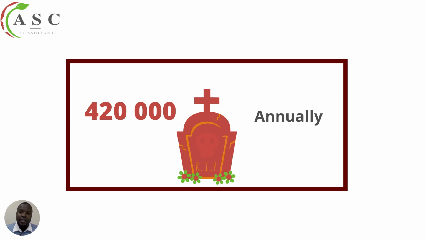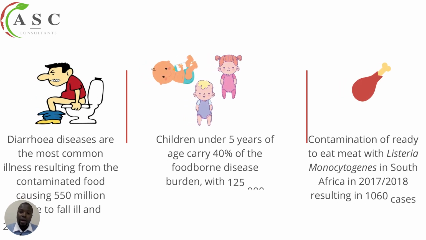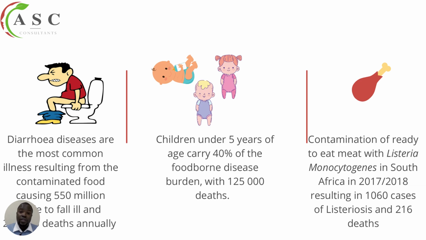It is estimated that about 420,000 people die as a result of foodborne illness, which is a striking figure when you consider that the burden of foodborne disease is high amongst children under 5 years. It is estimated that about 125,000 children die as a result of foodborne diseases.